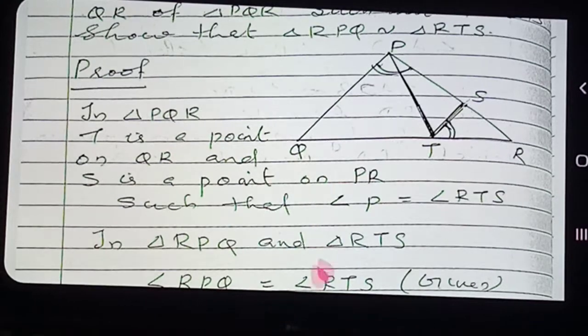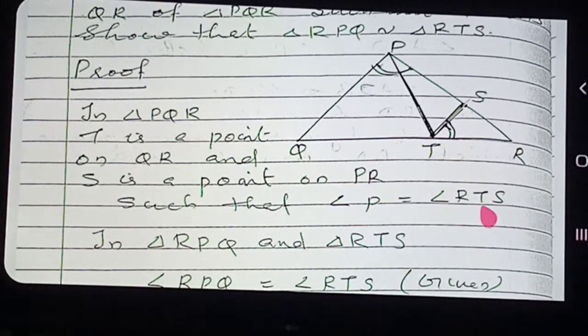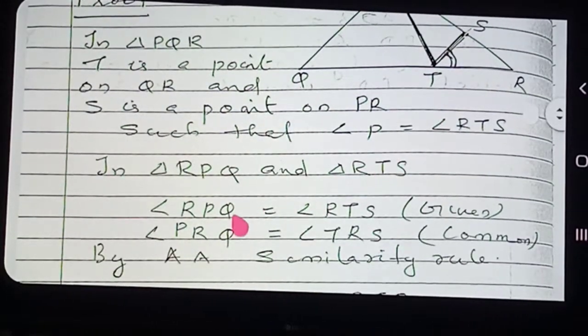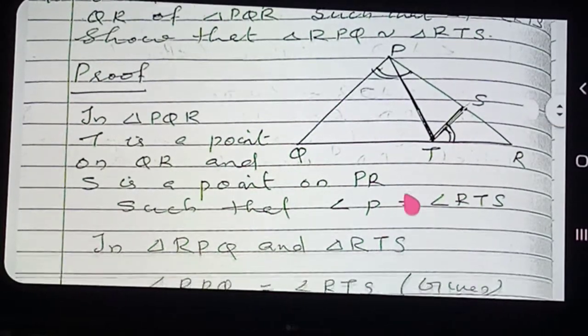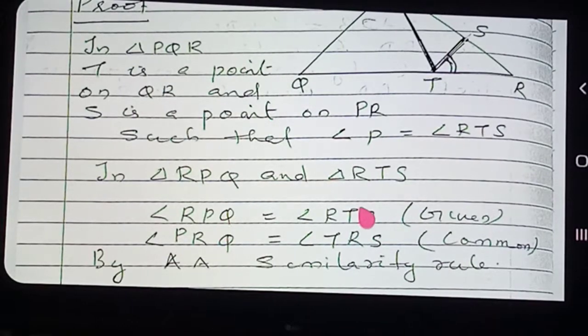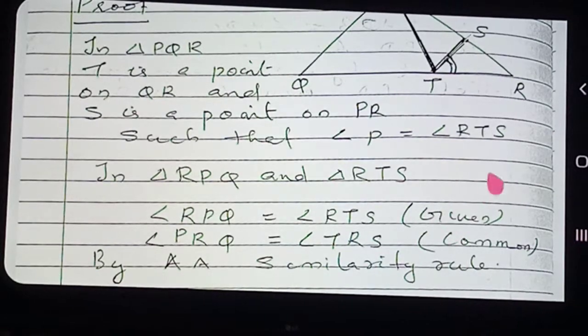So what can you say? Angle RPQ is equal to angle RTS, already given in the question. RPQ means angle P, and RTS means angle RTS, the full name. This is already given, no? So instead of angle P, I have written the full name of the angle, nothing else. In your given part only angle P is written, instead of which I wrote angle RPQ. And angle RPQ is equal to angle RTS. Given.